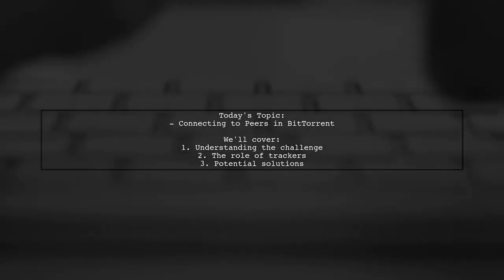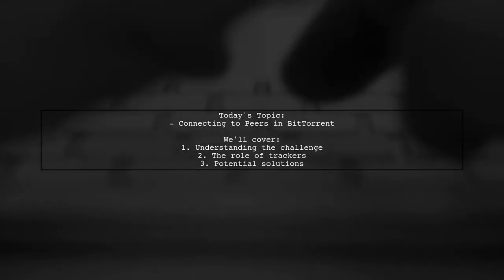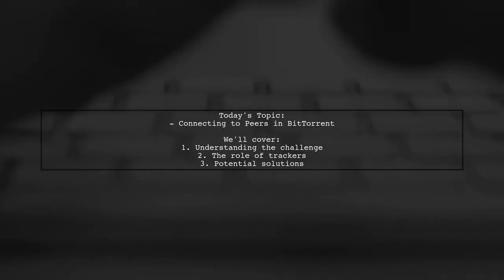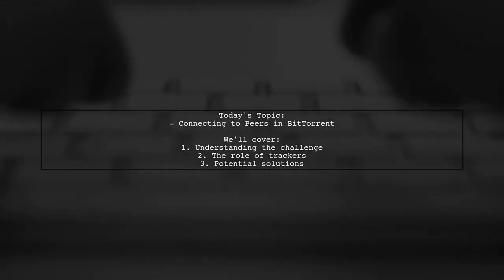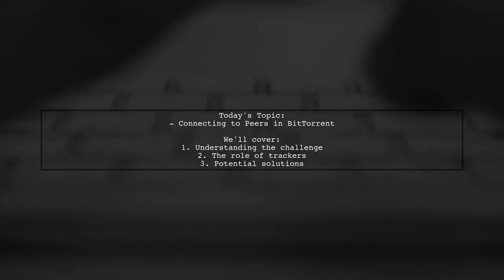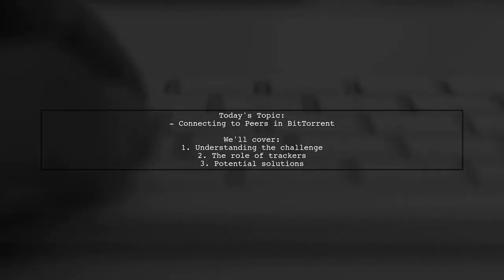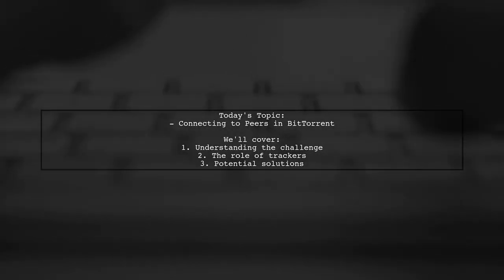Welcome to our Tech Explainer video. Today, we're tackling a fascinating question from a developer looking to build a BitTorrent client in Ruby. They want to know how to connect to peers when using a tracker, especially when behind a NAT. Let's dive into the details.